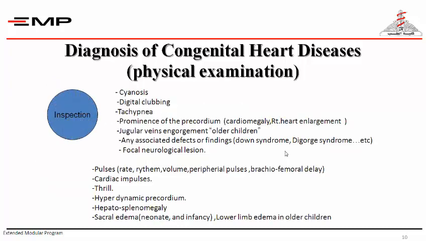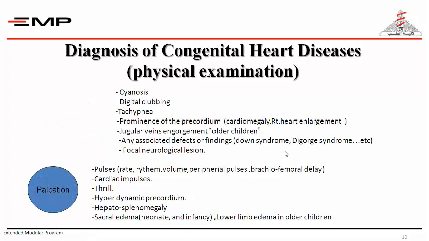Regarding the physical examination, which gives more information towards congenital heart disease or other differential diagnoses, by inspection we need to see cyanosis, clubbing of the fingers, tachypnea, prominence of the pericardium due to cardiomegaly and right heart side enlargement, jugular vein engorgement in older children, and any associated defects such as Down syndrome, DiGeorge syndrome, Turner syndrome. Focal neurological lesions can also be present in the patient.